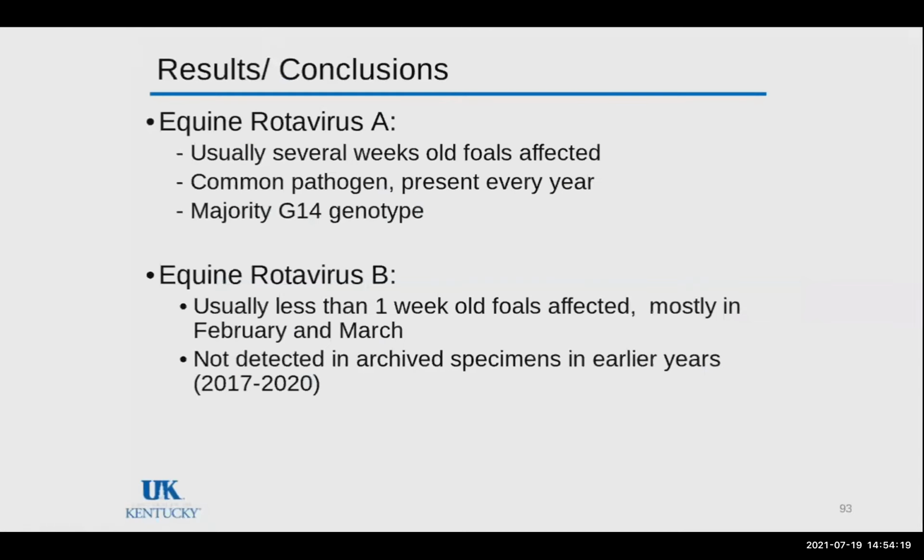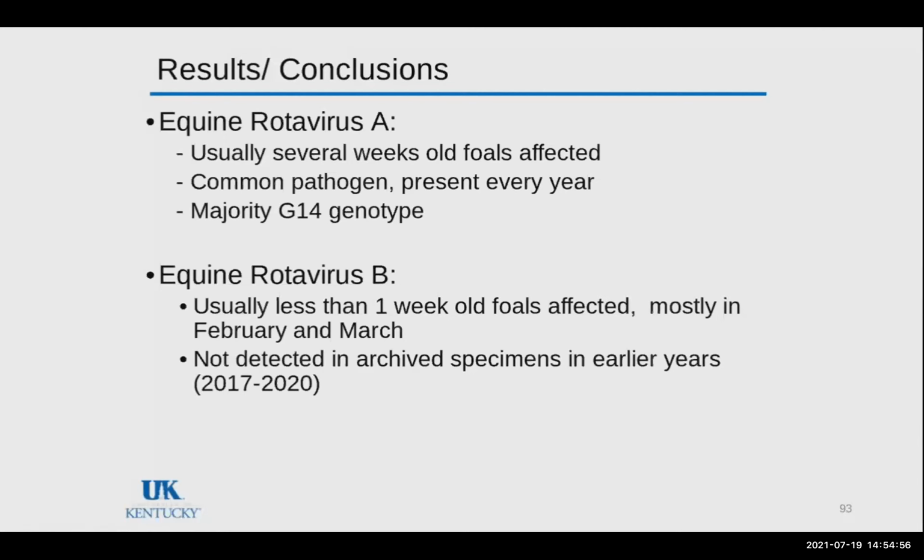So in conclusion, equine rotavirus A cases usually affect foals several weeks old. Again, confirming all earlier studies. It's a common, ubiquitous pathogen. It's present every year since we started testing here. And the majority are G14 genotype, confirming Dr. Balasuria's early results. On the other hand, equine rotavirus B usually affects foals less than 1 week old, and mostly in February and March so far.